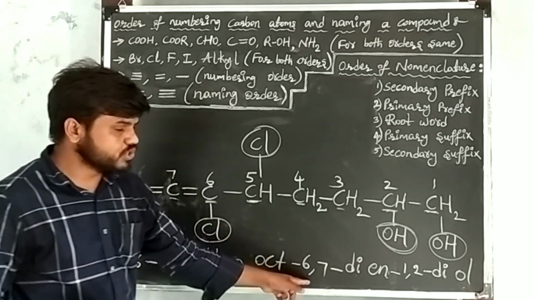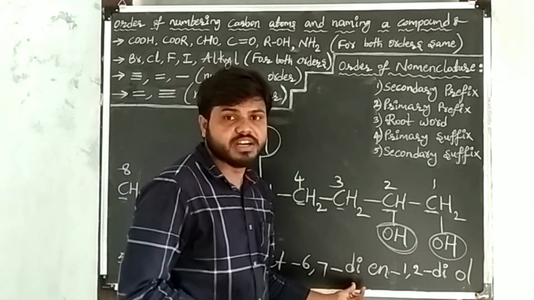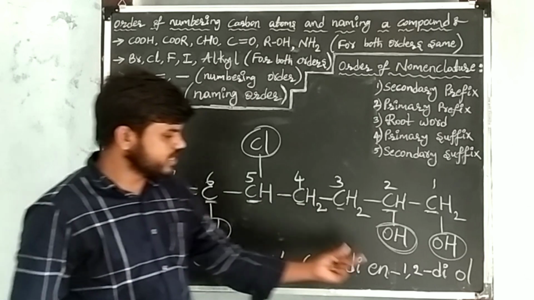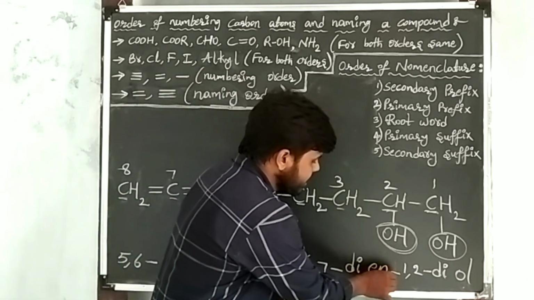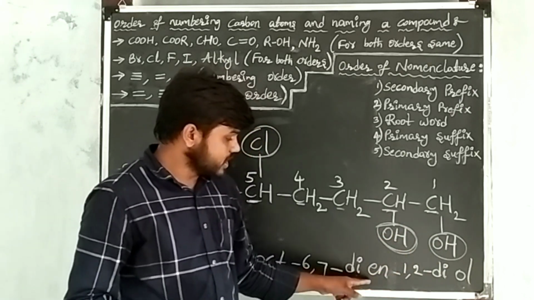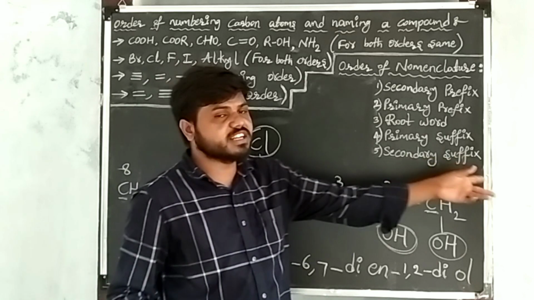After writing the positions, the double bond is repeating 2 times. What is the numerical prefix of 2 times? Di. I have written it. After writing the numerical prefix, write the suffix of the double bond, that is ene. Don't take the e, because in the given carbon compound there is a functional group, that is alcohol. That's why I have written en. After writing the suffix, go to the secondary suffix.